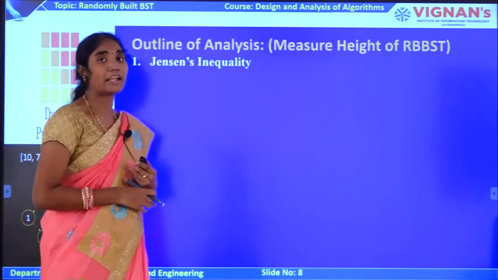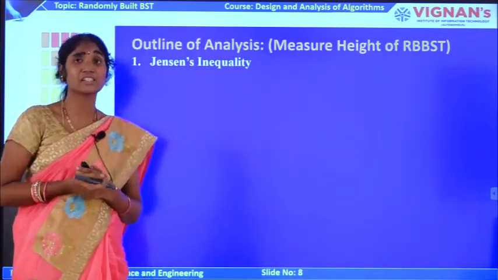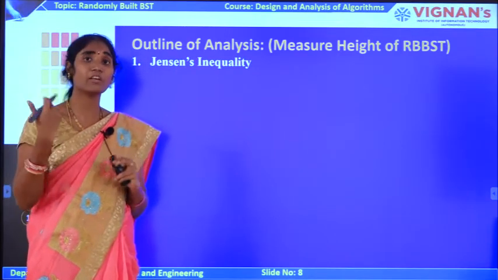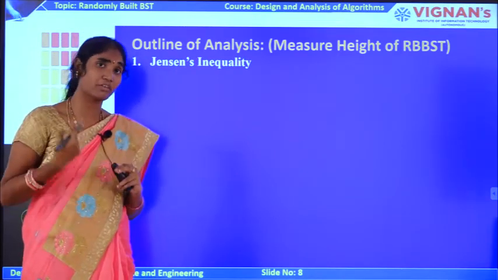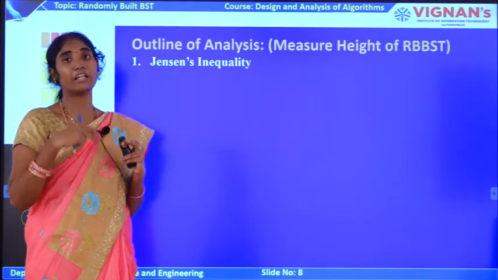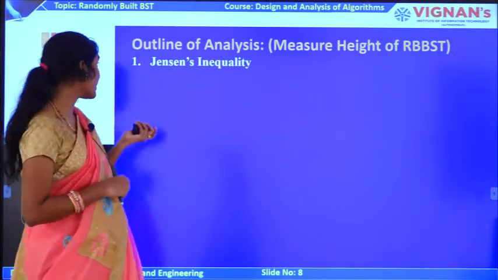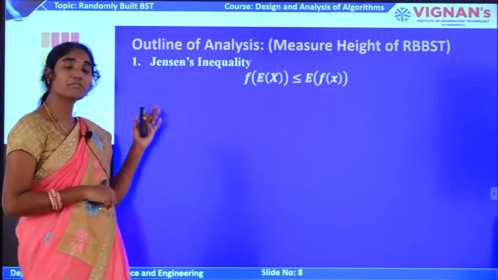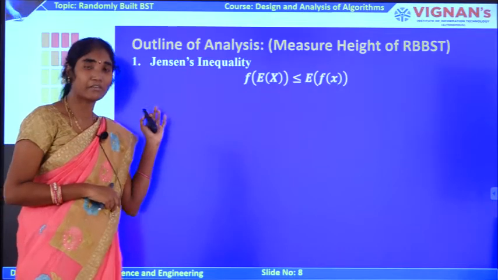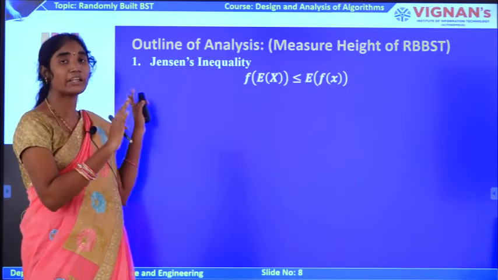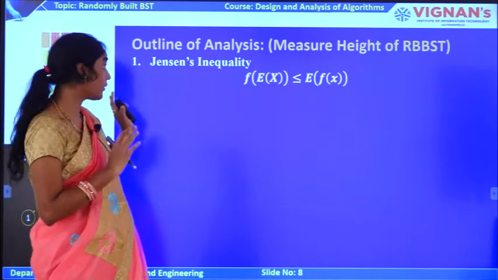Now let's see the analysis. Before going to the analysis, we'll have an outline of the analysis. The outline is nothing but the different theorems and definitions we are using for our analysis part. The first one is Jensen's inequality. Mathematically, when you go for mathematics, you will have a detailed explanation there. Here I am giving you the explanation only regarding my concept, which is relevant to my concept.